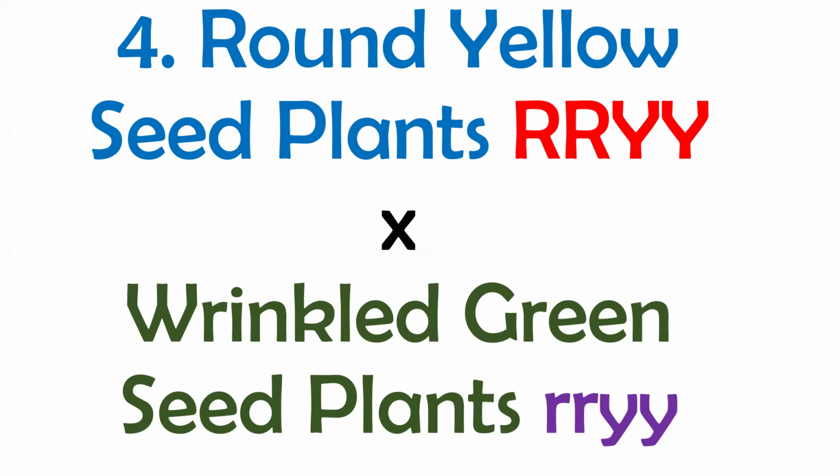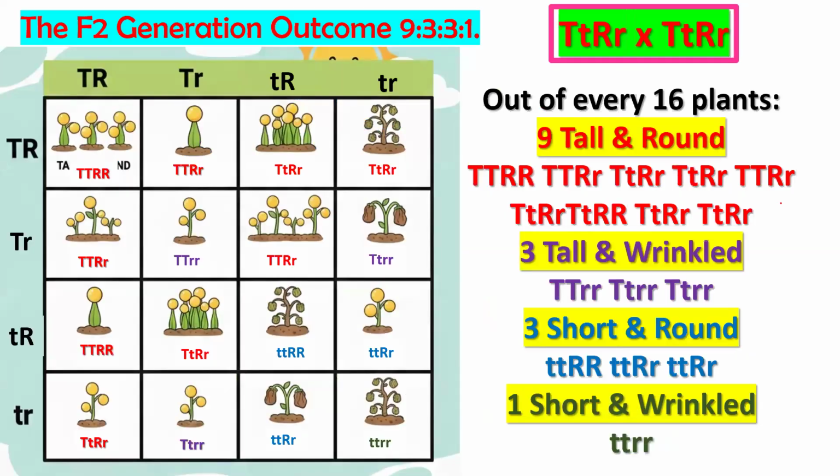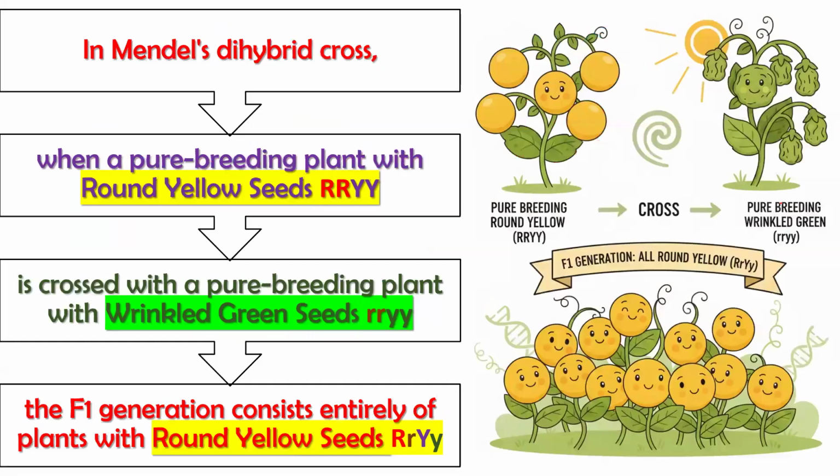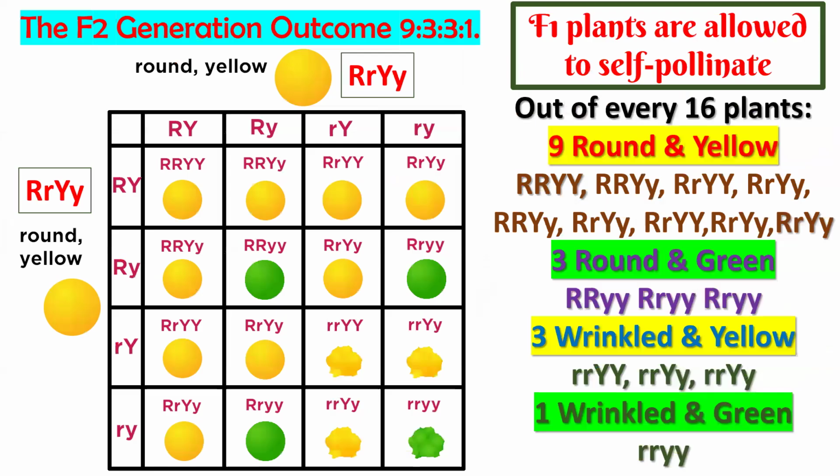Now next he again did round yellow seed plants versus wrinkled green seed plants. So here it is shape and color. Before, we studied height and shape. Here it is shape as well as color. Round yellow was crossbred with wrinkled green. What happened? Again, it was round yellow because round yellow is dominant. So the F1 generation is round yellow. All were round yellow plants.